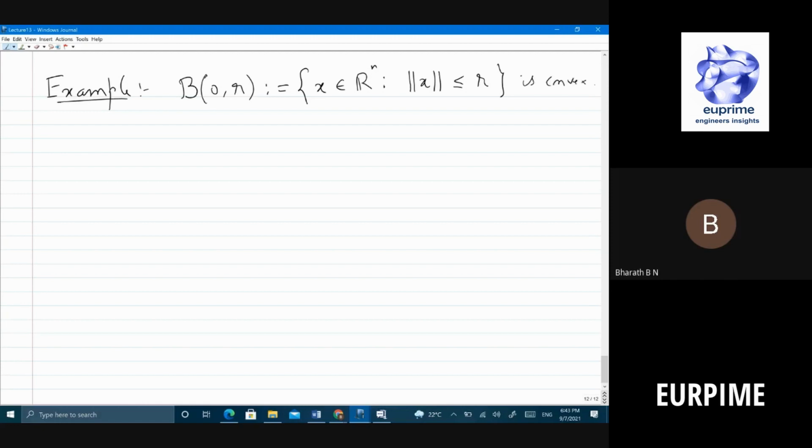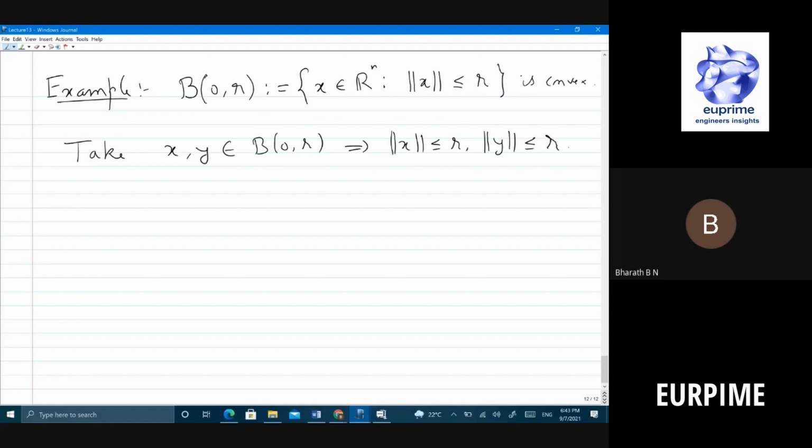So how do you prove that? You take 2 points, x, y belonging to the ball. Let's see if we can prove this easily. Now I have to draw a line joining these. So what does this imply? This implies norm of x is less than or equal to r, norm of y is less than or equal to r. That's what this set says, right? The moment you say it belongs to this, it's within r distance from the origin.